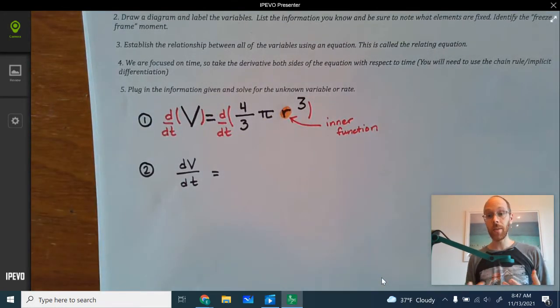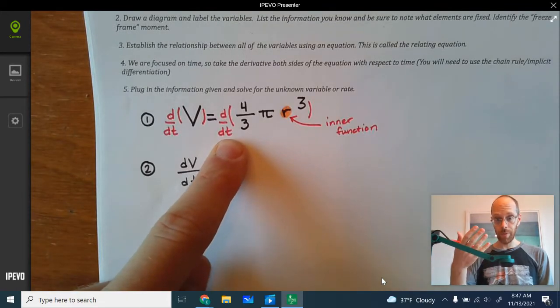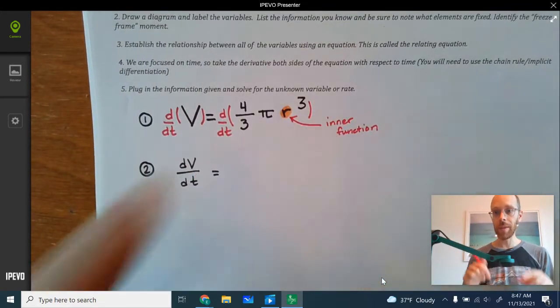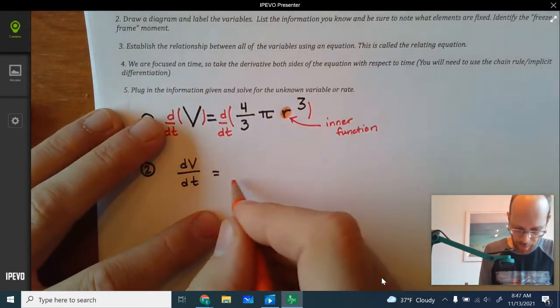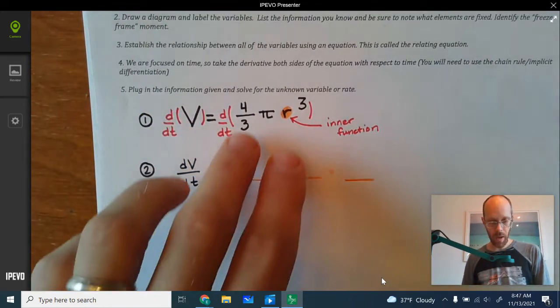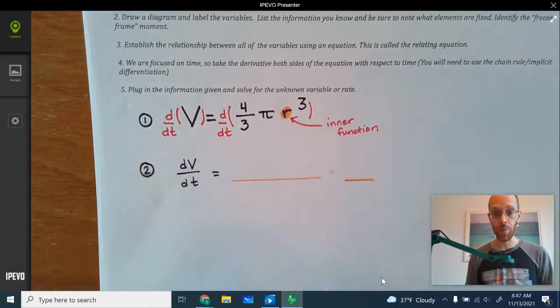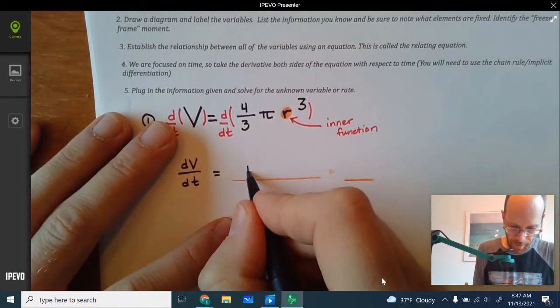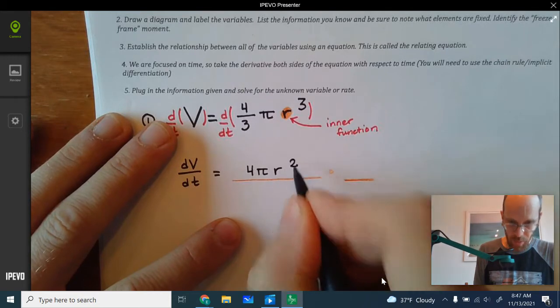And that will be the case anytime the variable that you're taking the derivative with respect to and the variable in the equation don't match. So over here, chain rule, we're going to get a chain of two derivatives. The outside function is 4/3 pi times something cubed. If you take the derivative of that, you get 4 pi r squared.